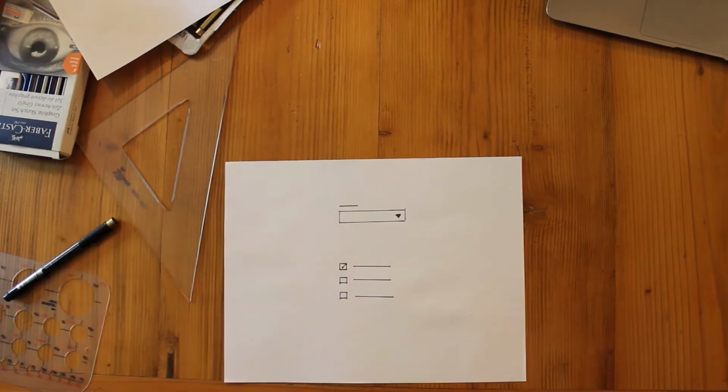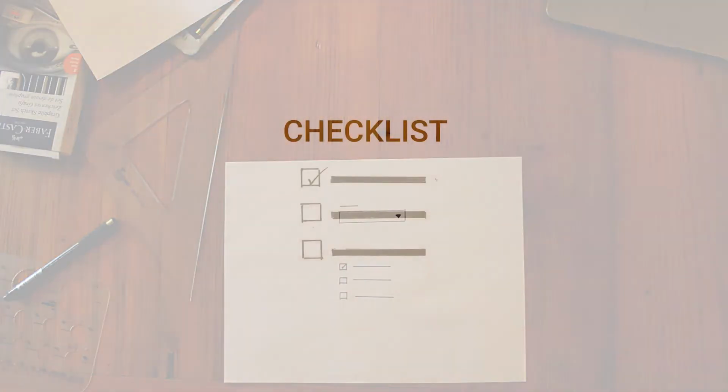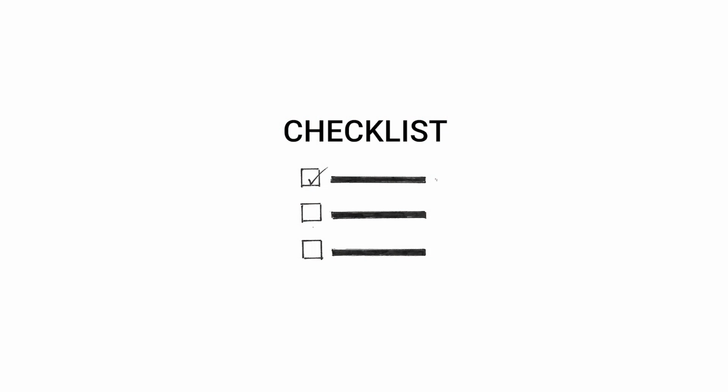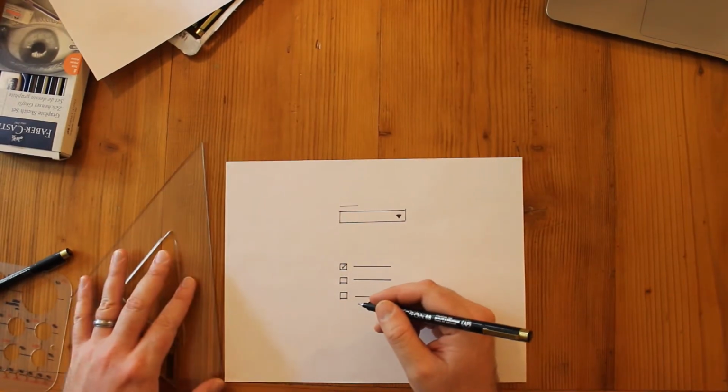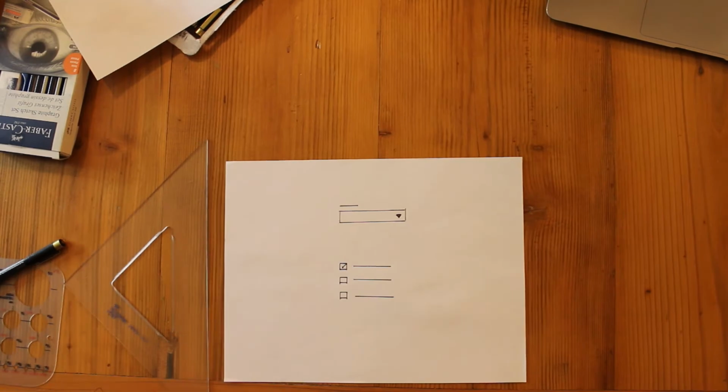And there you go, we have the start of a checklist. So as you can see, this isn't rocket science, very basic shapes here. We're basically creating some nice iconic, even symbolic representations of these form controls.